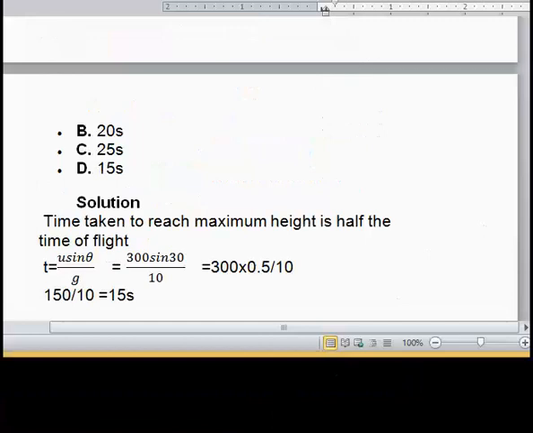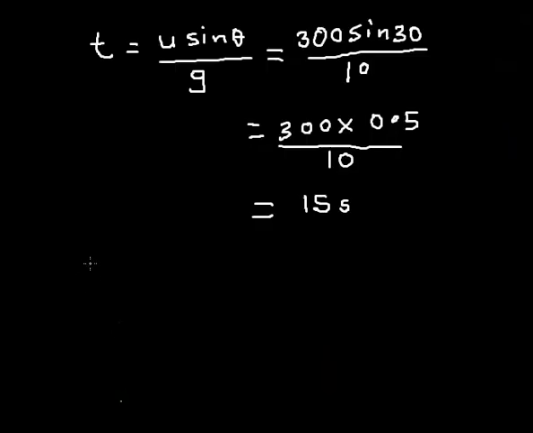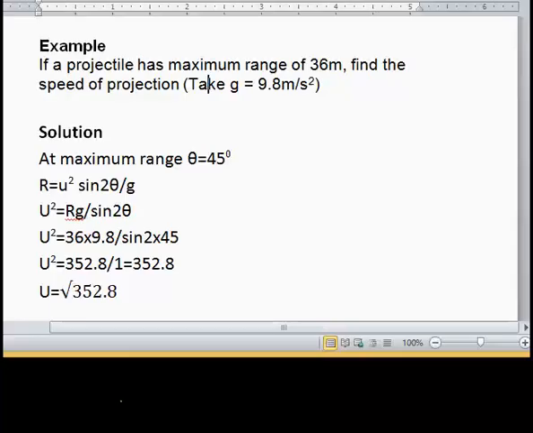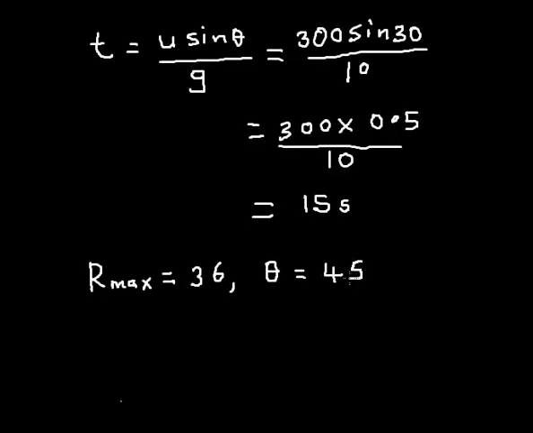All right, so that's another question here. It goes like this: if a projectile has a maximum range of 36 meters, find the speed of projection. So the maximum range, R maximum, according to the question, is 36 meters. And we know that the angle of projection for us to have maximum range is 45 degrees. So let's put the values there.